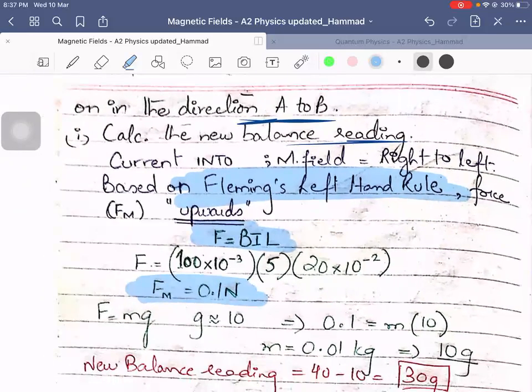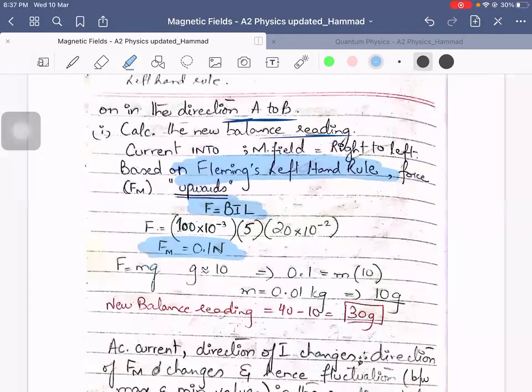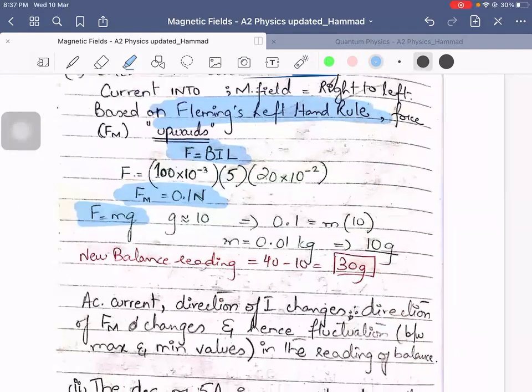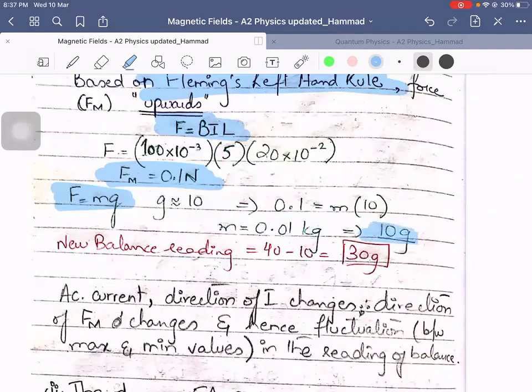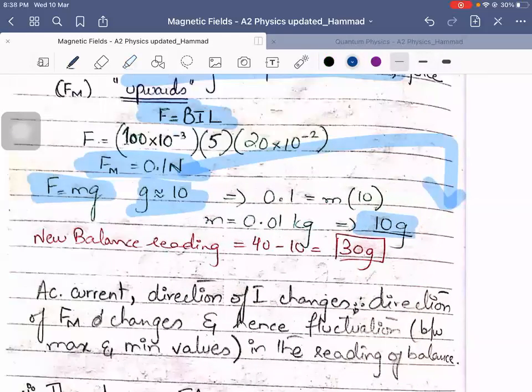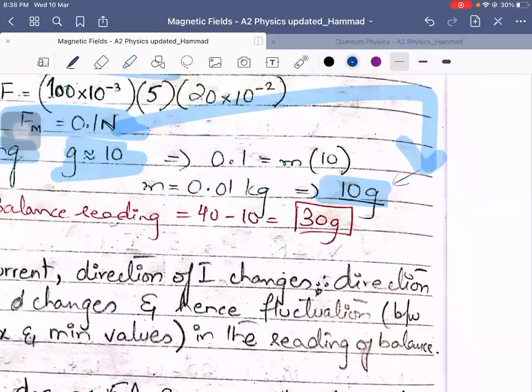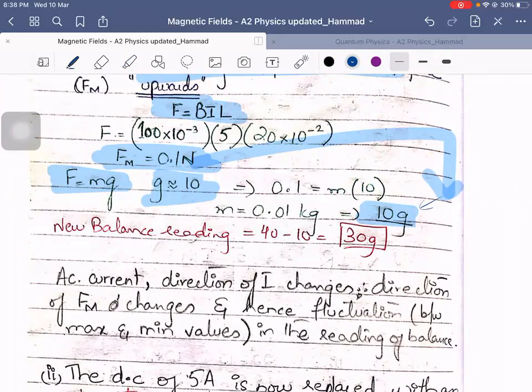The magnetic force is in the upward direction. The weight of the wire is in the downward direction. So technically you will subtract the two values. Weight of the wire approximately comes out to be 10 grams, right? I'm assuming g to be approximately 10 meter per second squared for my ease of calculation. Magnetic force of 0.1 Newton would give you 10 grams, right? It was mentioned in the question that the wire had a reading of 40 grams initially. Since weight and magnetic force are in opposite directions, you will subtract them to get your new value.